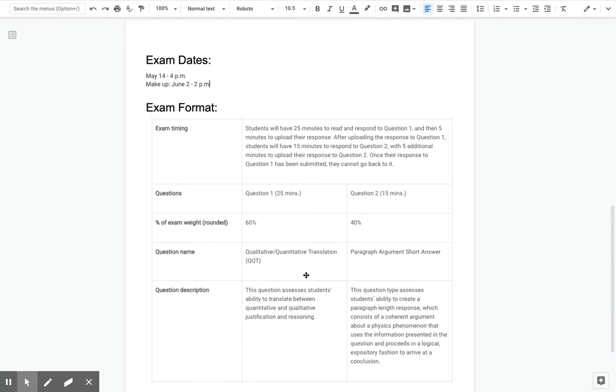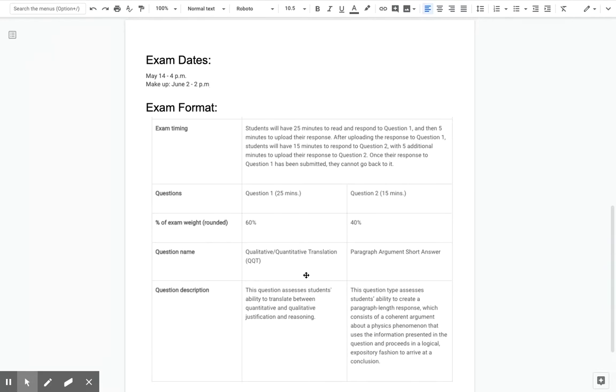So exam timing. You will have 2 questions that you will answer online. So you will have 25 minutes to read and respond to question 1, 5 minutes to upload your response, and then after you upload your response to question 1, which you cannot go back to, so you must complete question 1 before starting question 2, and you must upload question 1 before you start question 2. So after uploading your response to question 1, you will have 15 minutes to respond to question 2 and 5 minutes to upload your response to question 2.